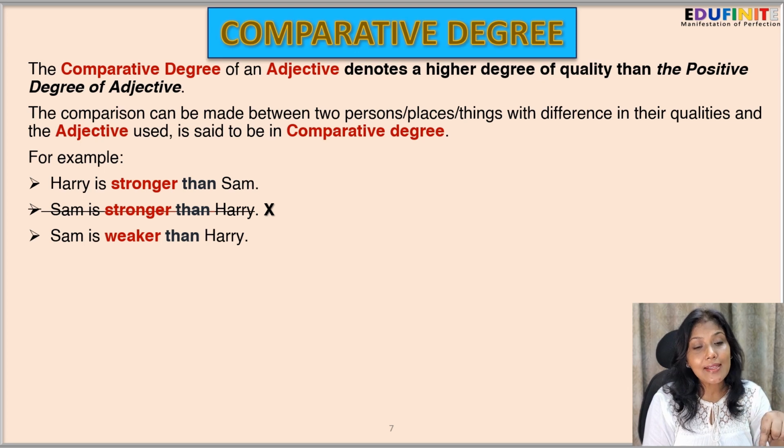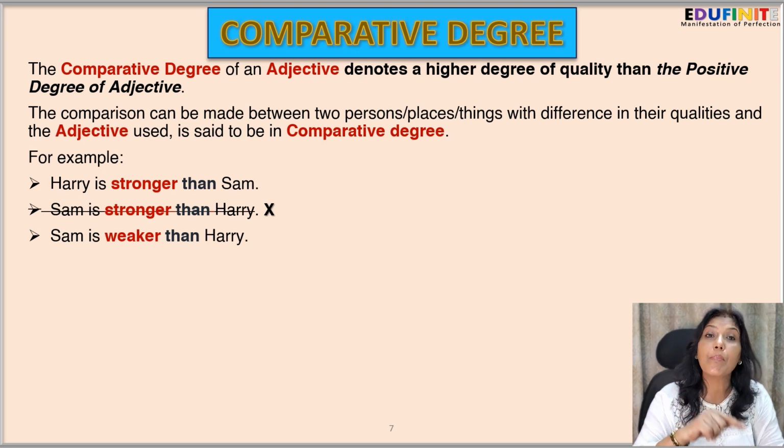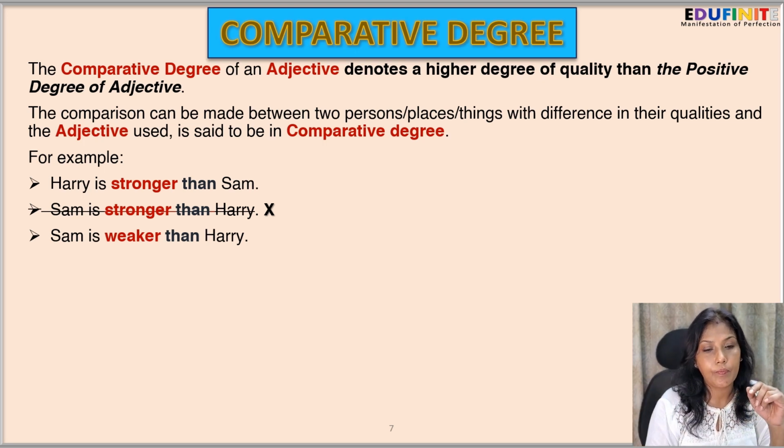Now we can say the opposite. So here we can use an opposite of stronger and put Sam as the subject. So what can we say? Sam is weaker than Harry. Now these two then mean the same. Harry is stronger than Sam or Sam is weaker than Harry.